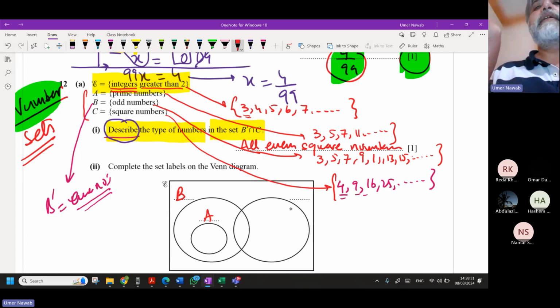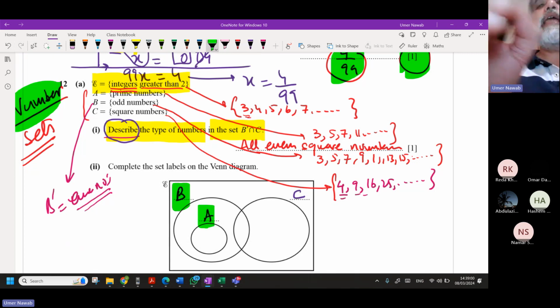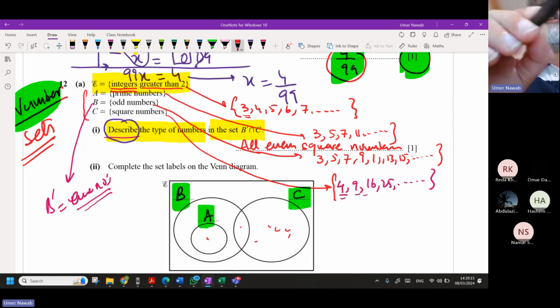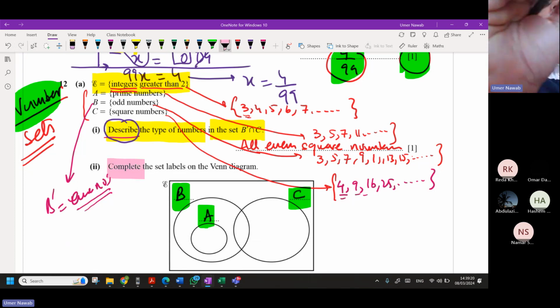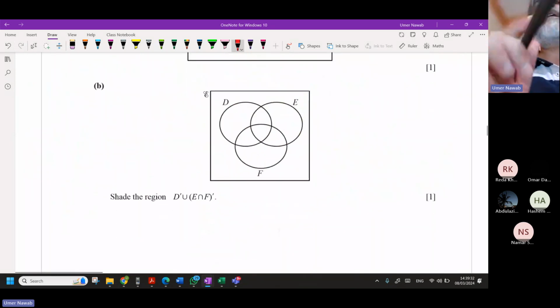And where is the C, guys? The C is the set here. He just left spaces. You just leave spaces here for B, A, C. No need to write in the Venn diagram circles. Whenever the examiner leaves spaces, you need to fill up the spaces. No need to write anything else or to shade. Did he mention to shade something? No. He said, just complete the set labels. So the labels are here, B, A, C, and that's all. Your job is over.